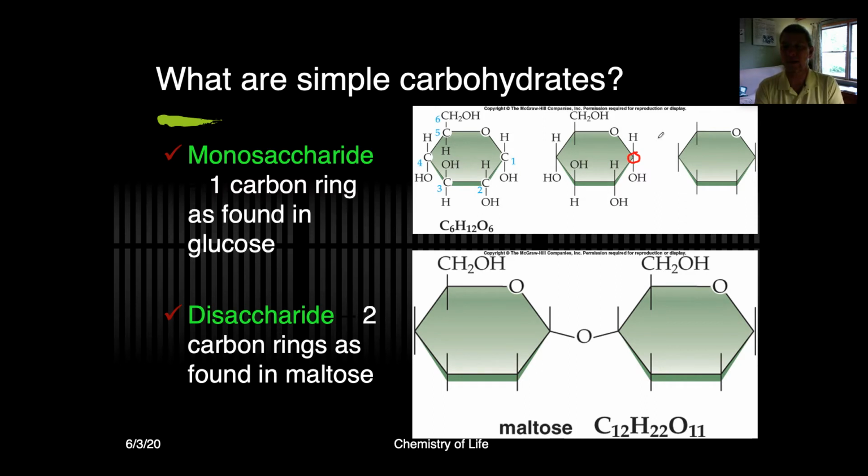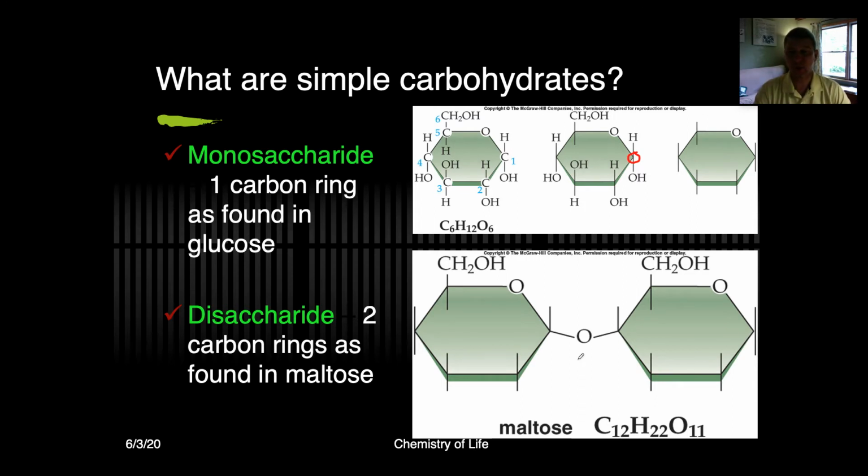And then in the third one, both the carbons and the hydrogens have been removed. And so it's a very simple way to draw the molecule. Now, we also consider disaccharides to be simple sugars, all right? And this is an example of a disaccharide called maltose here.